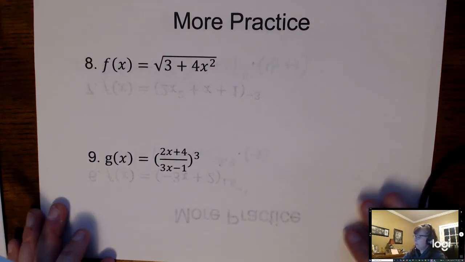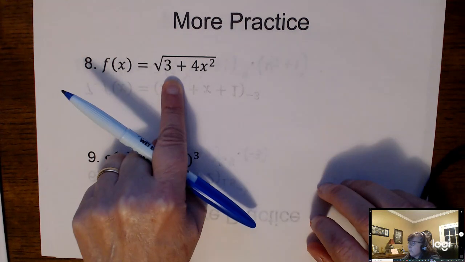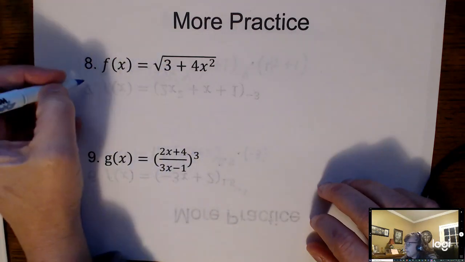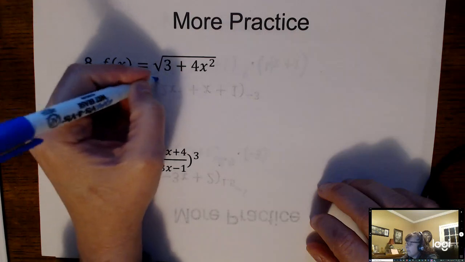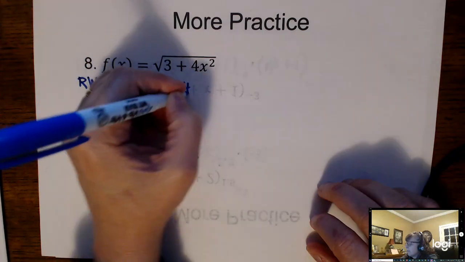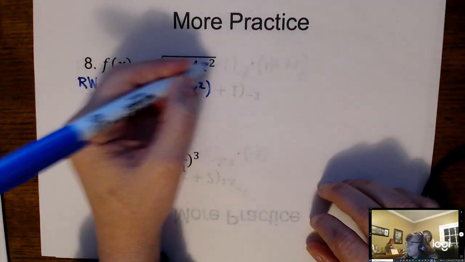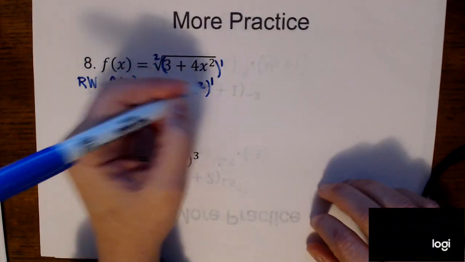Okay, a couple more. So here you have f of x equals the square root of 3 plus 4x squared, and you can't take a derivative of a radical, so this one you're going to need to rewrite without taking the derivative, and that rewrite, remember, is what's under the radical is 3 plus 4x squared, so that has an understood exponent of 1 and an index of 2.